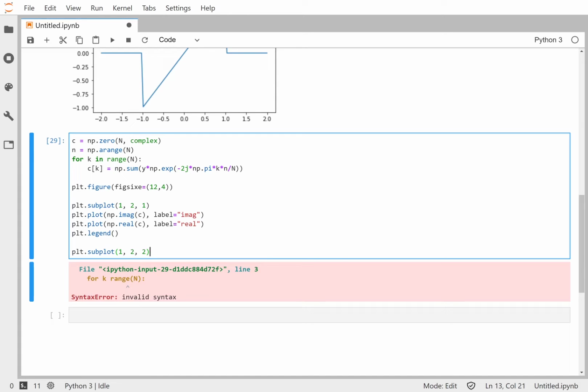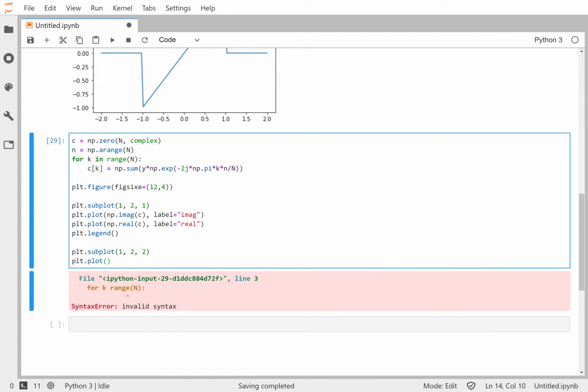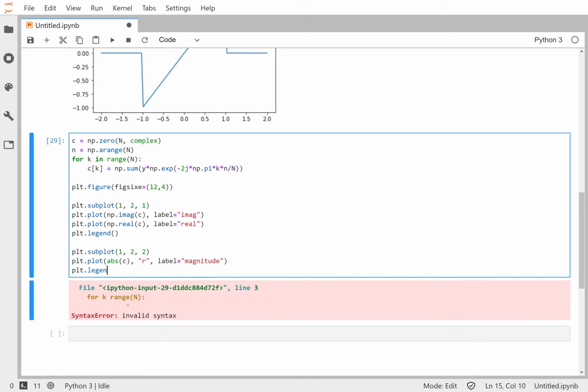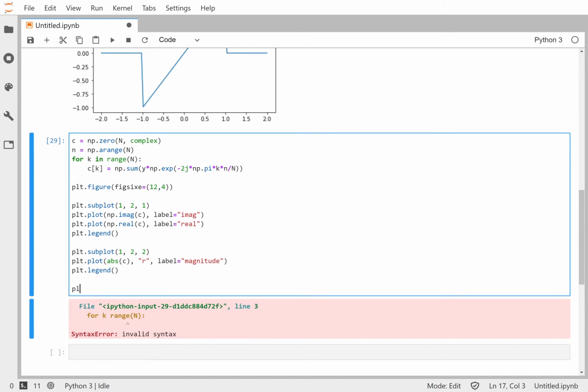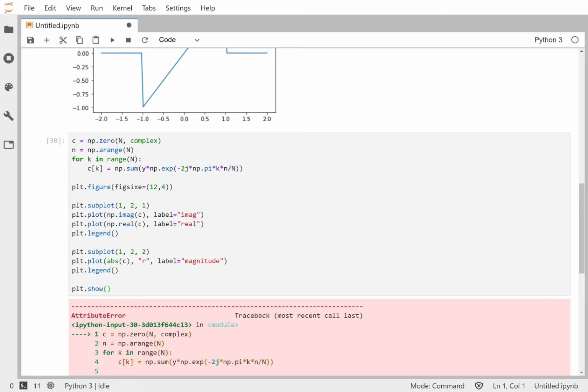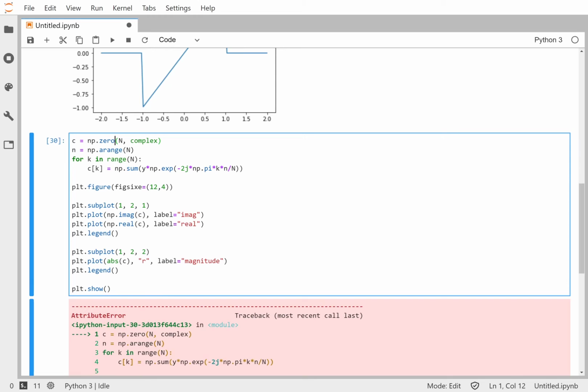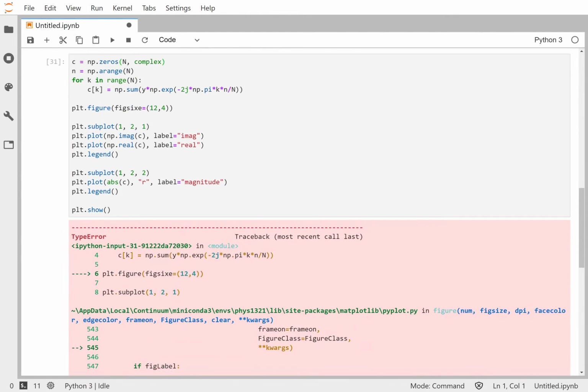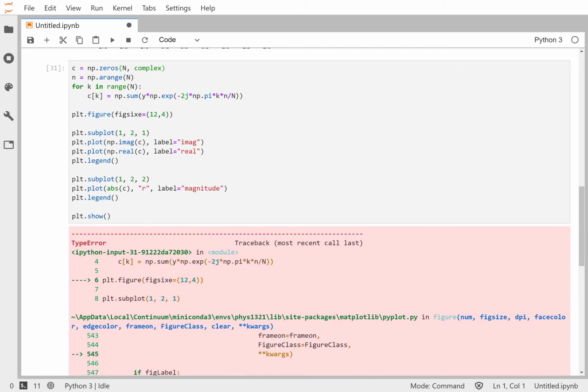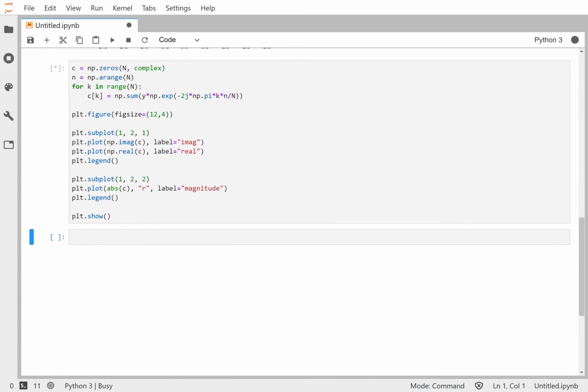So 1 row, 2 columns, graph number 2, and here we are going to plot the absolute value of C. We'll make it as similar to the previous graph as possible. So I'm going to make it a red line, and I'll give it the label magnitude. Show a legend and show the whole thing. Something else is mad. Module numpy has no attribute 0. No, it doesn't, because it's called zeros. Now what? Fig size. How do you spell figsize?